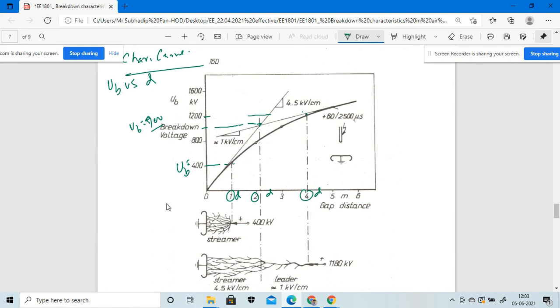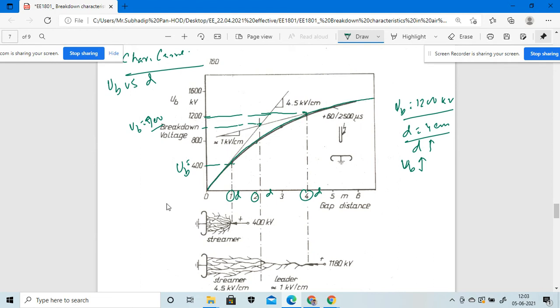So at a value of D equal to 4, what should be my breakdown voltage? That should be UB equal to 1200 kV at a gap distance of 4 centimeter, right? So if you increase the value of D, then your UB is also increased. If we connect all those lines, we have this particular characteristic curve.